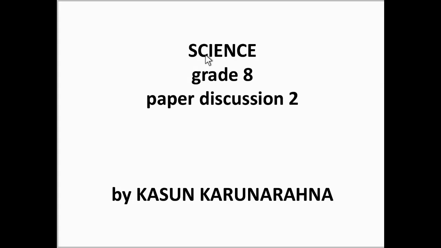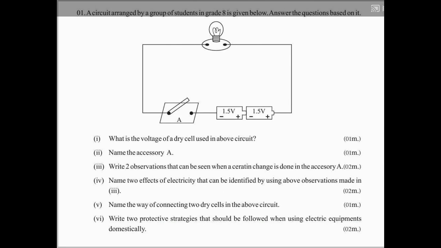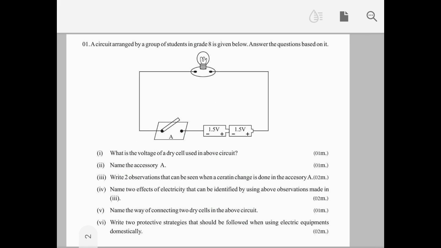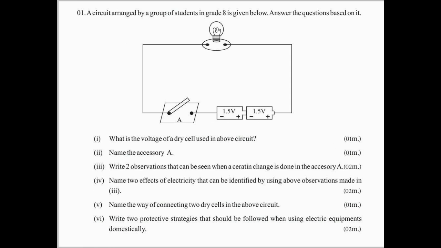This is our science paper discussion 2. This is the second paper discussion regarding science. Okay, let's go through the problems. First one. A circuit arranged by a group of students in grade 8 is given below. Answer the questions based on it.